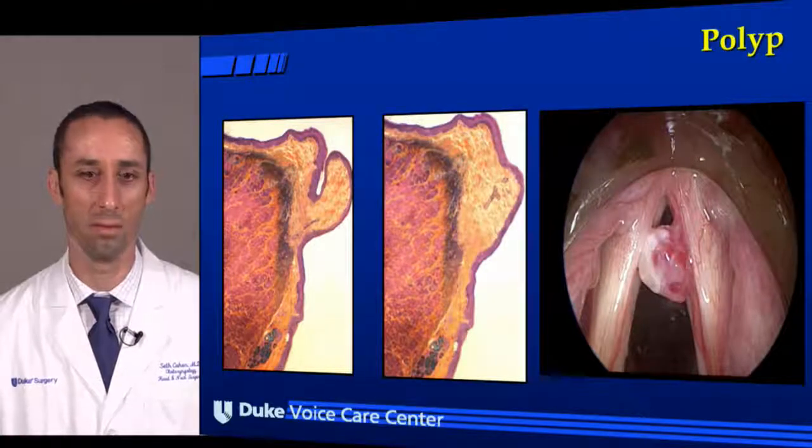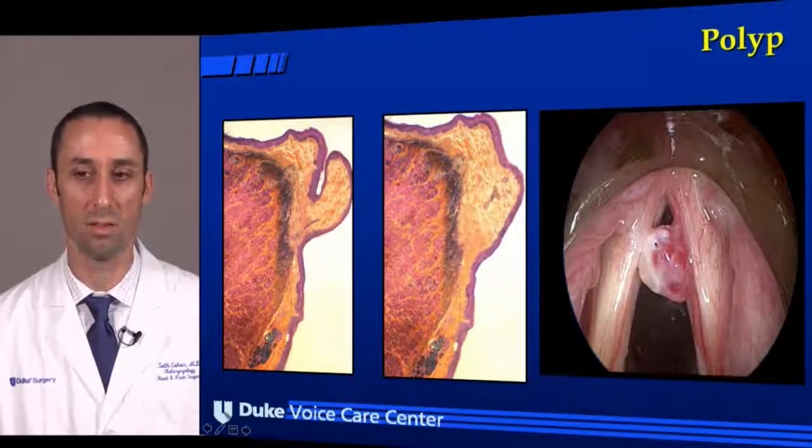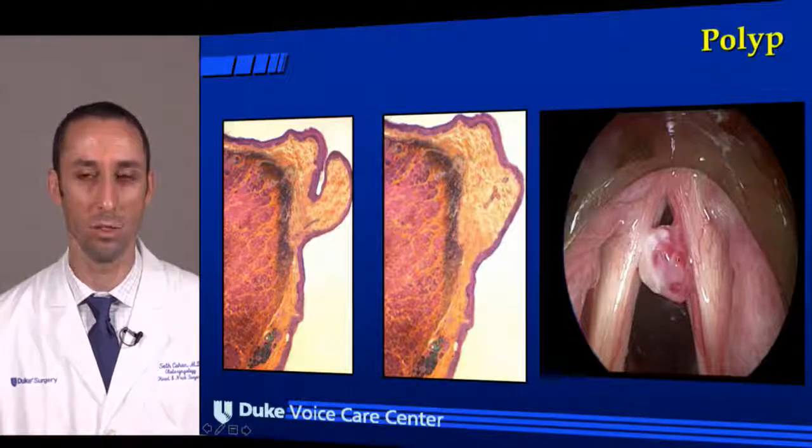Polyps come in a variety of different types. This is a classic hemorrhagic polyp over here. Typically it starts with rupture of a blood vessel, and you get a lesion that develops, and that lesion then continues to bleed and become fibrotic, and you have a big lesion like this. Obviously, this is going to get in the way of vocal fold closure, and it's going to affect vibration.